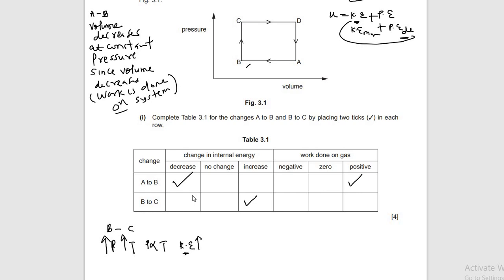Let's see B to C, internal energy is increasing. Let's see the work done. What is happening to the work done in this case from B to C? Oh, it happened at a constant volume. Check it. B to C at a constant volume. Work done is PdV. Since it happened at a constant volume, change in volume will be zero. In that case, work done is zero. That's it.